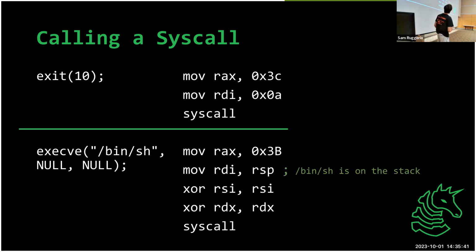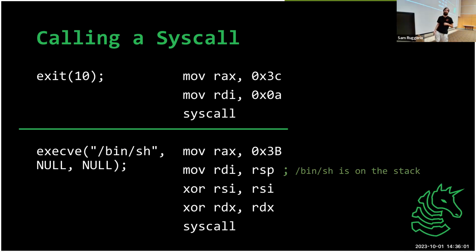So here are a couple of examples of setting up syscalls. If I wanted to call exit 10, I load the ID for exit, 0x3C, into RAX, and then I move the value of 10 into RDI, and then I call syscall, and that will exit my program with return code 10.